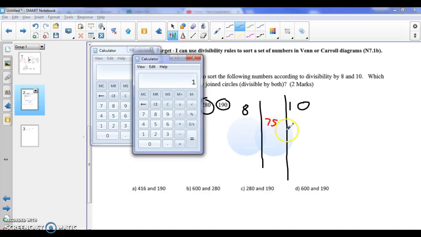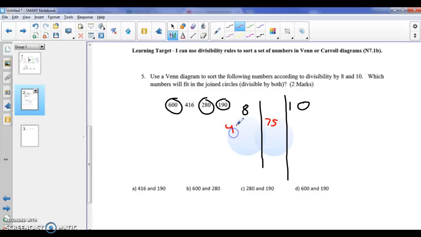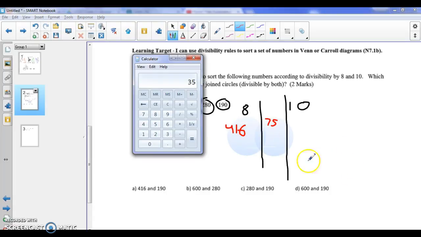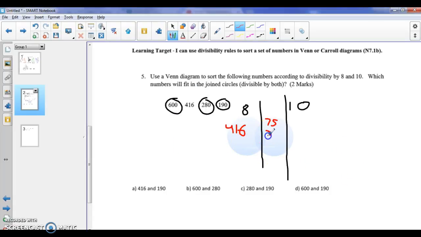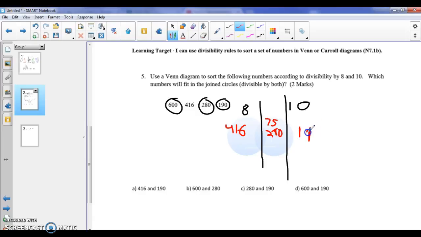416 is divisible by 8. 416 divided by 8 is 52, so I know 416 fits over here. 280 divided by 8 gives me no remainder, and it's divisible by 10. So 280 goes in the middle. And my last one is 190. I get a remainder on that one, so 190 is only divisible by 10.